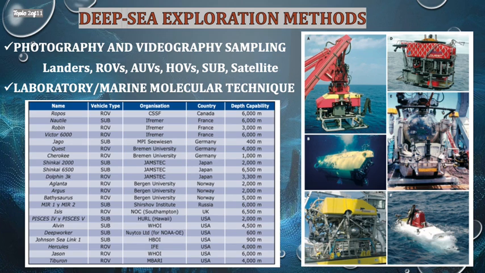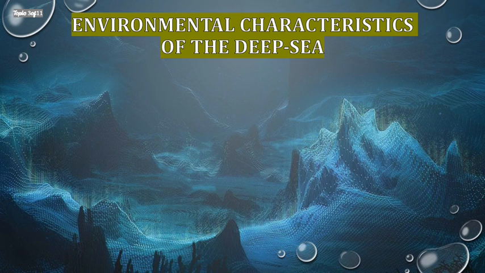I have here a list of some of the human-occupied submersibles and remotely operated vehicles that are currently used for research in chemosynthetic ecosystems in the deep sea environment. As you can see, countries like France, Germany, Japan, the USA, and the UK are the current leaders in exploring the very depths of the ocean.